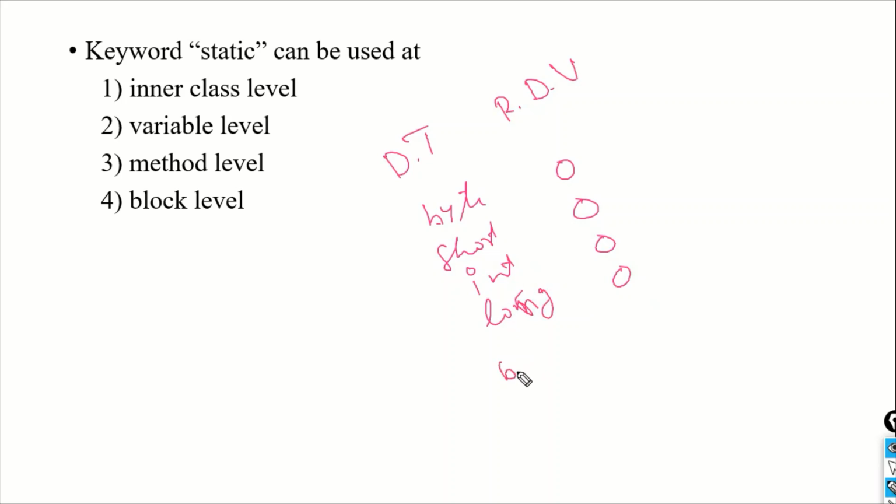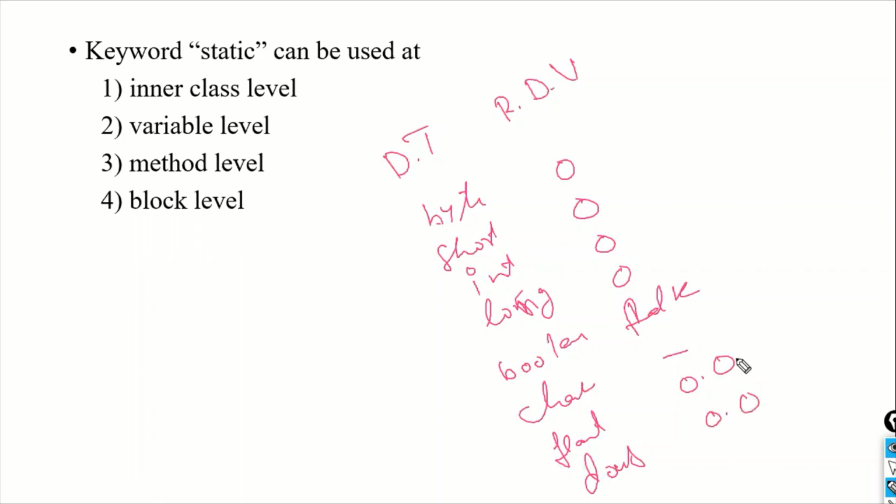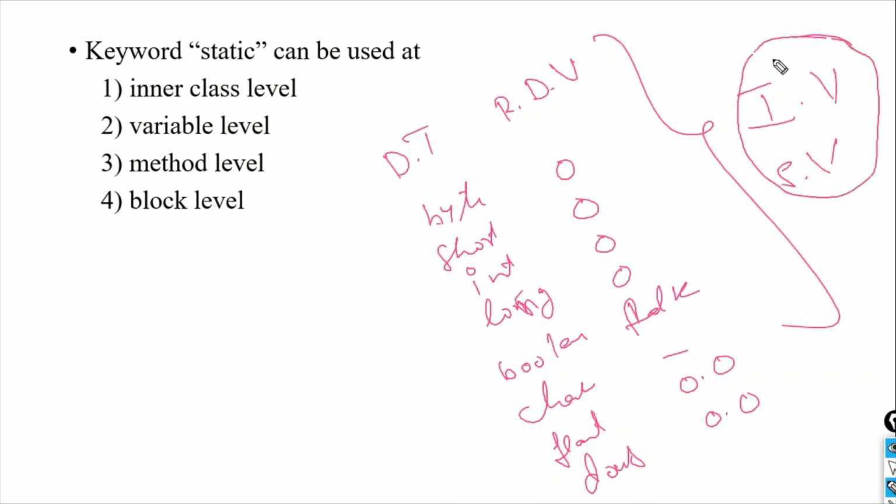Next, boolean, the default value is false. Char, the default value is space. Next, float, the default value is 0.0. Double, the default value is 0.0. So all the uninitialized static variables and instance variables will be initialized with the default values of the respective data types.